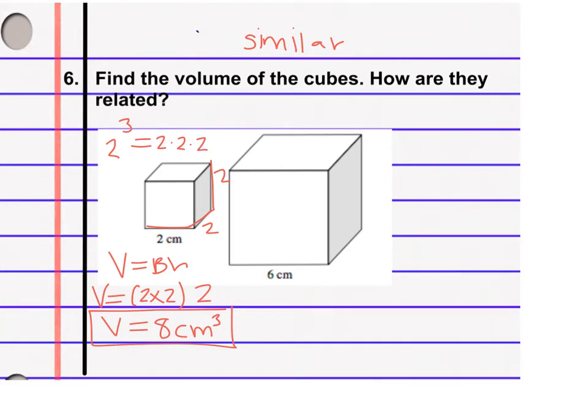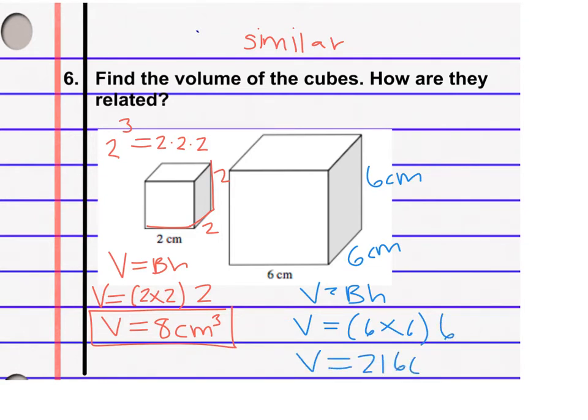Now let's find the volume of this bigger cube. So 6 by 6 by 6. Volume equals base times height. So 6 cubed is going to be 216 cubic centimeters. Now, this wasn't too bad to calculate, right? 2 times 2 times 2 is not too hard to do, 6 times 6 times 6. But we want to see if we can find a pattern for how they are related.